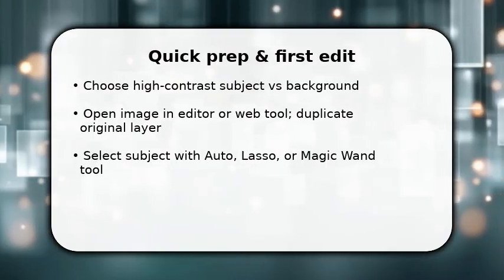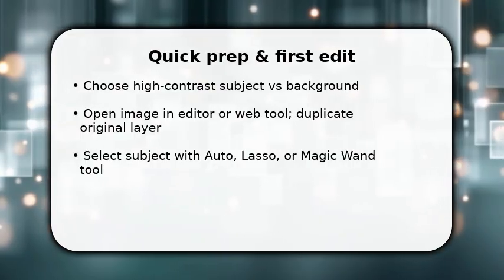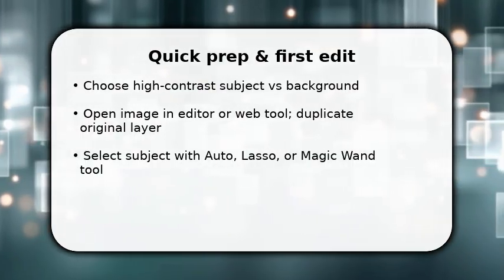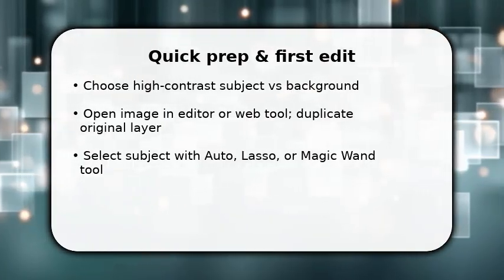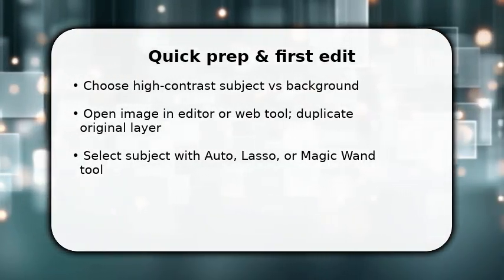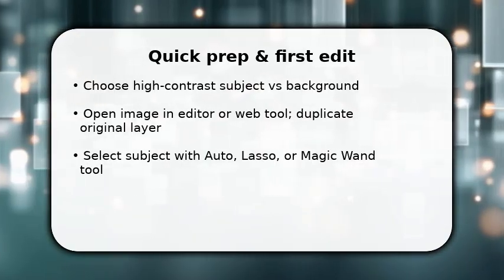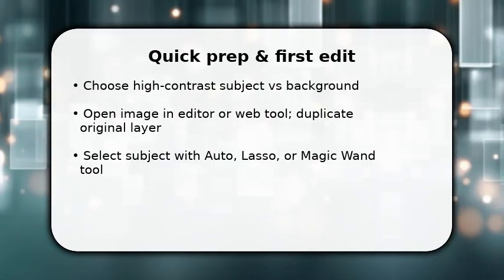You start by choosing a photo with a clear subject, open it and duplicate the original layer so you can revert if needed. Use an automatic selection tool first, Auto Select, Magic Wand, or Quick Selection, to grab the subject roughly. This is fast and gives a base.